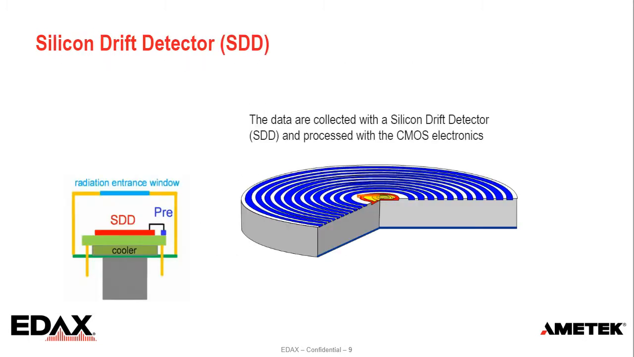After the X-rays pass through the ultra-thin silicon nitride window, they reach the silicon drift detector. This information is measured with the SDD and is then analyzed with the CMOS, the complementary metal oxide semiconductor electronic. I have to mention that the application of the CMOS technology increases the processing speed enormously and coincidentally ensures the best energy resolution.